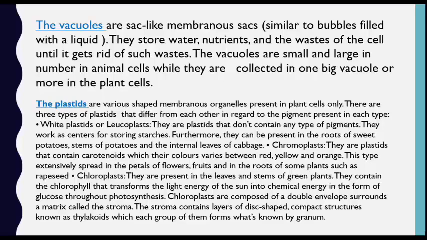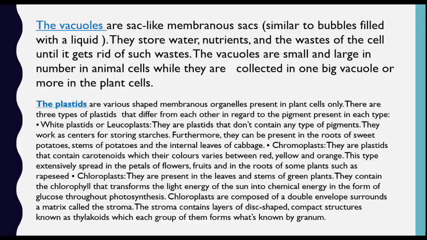The plastids. The plastids are one of the most important components of plant cells. They are various shaped membranous organelles present in plant cells only. There are three types of plastids that differ from each other in regard to the pigment present in each type.